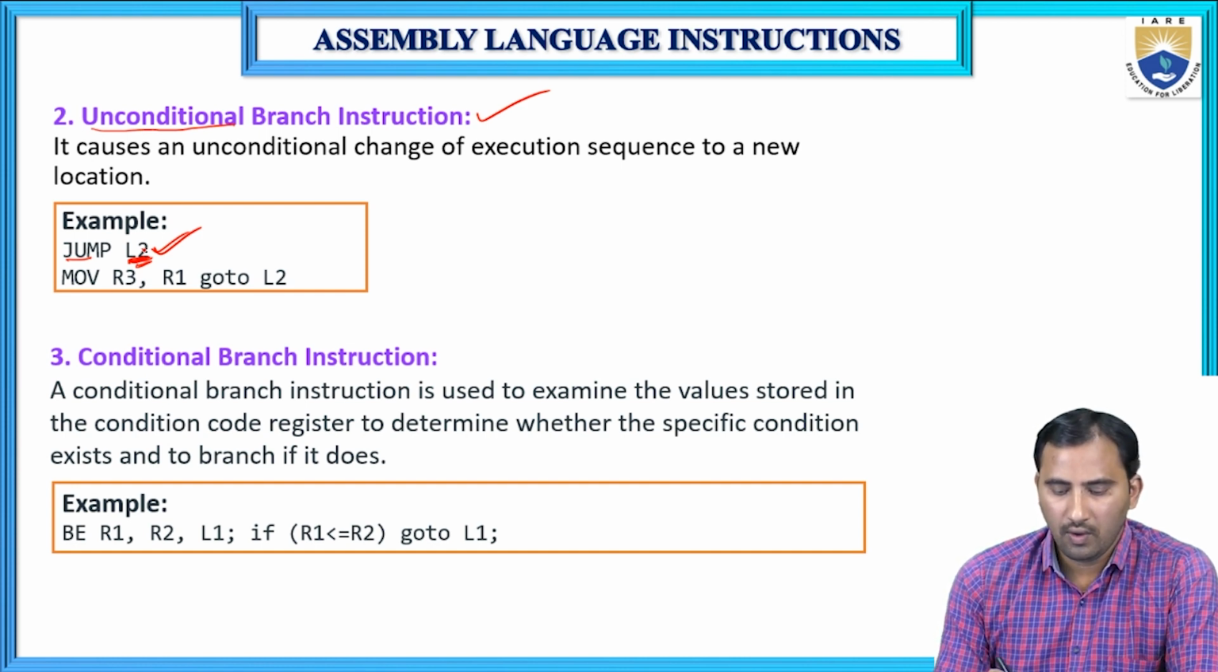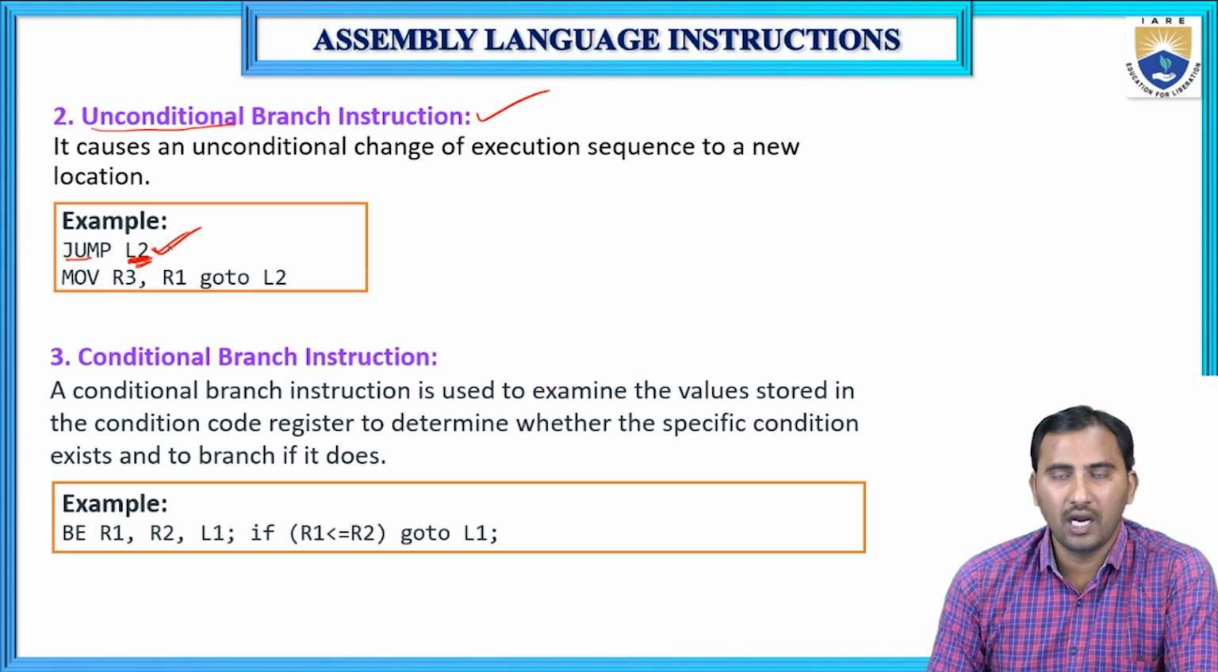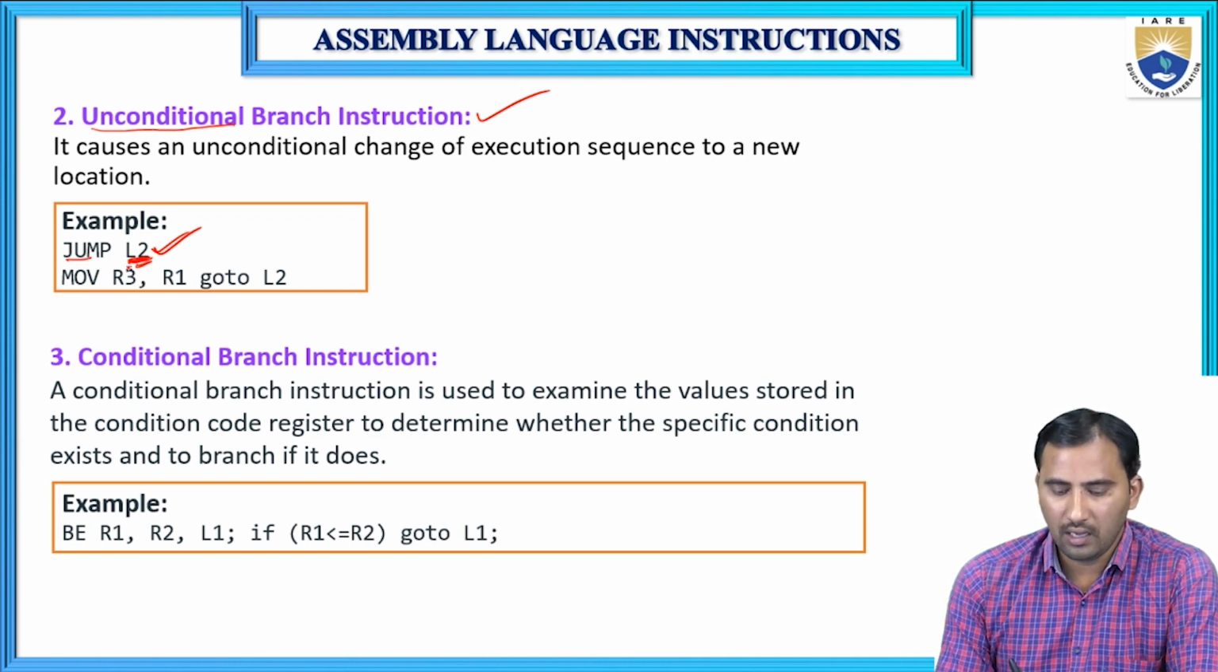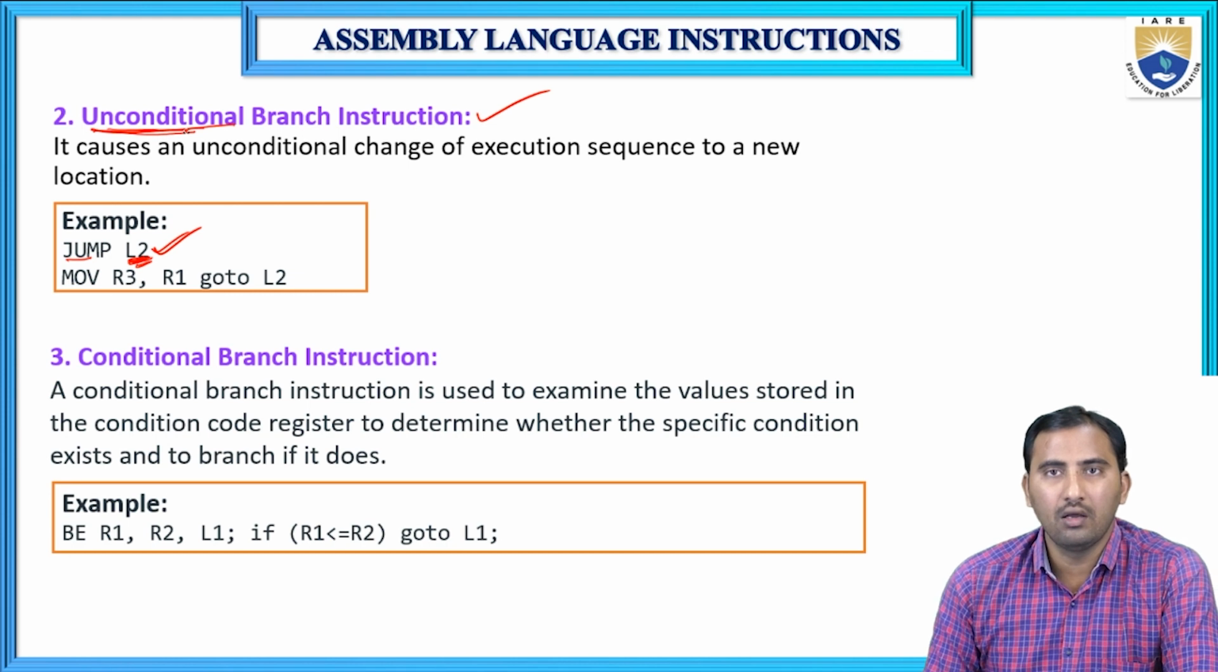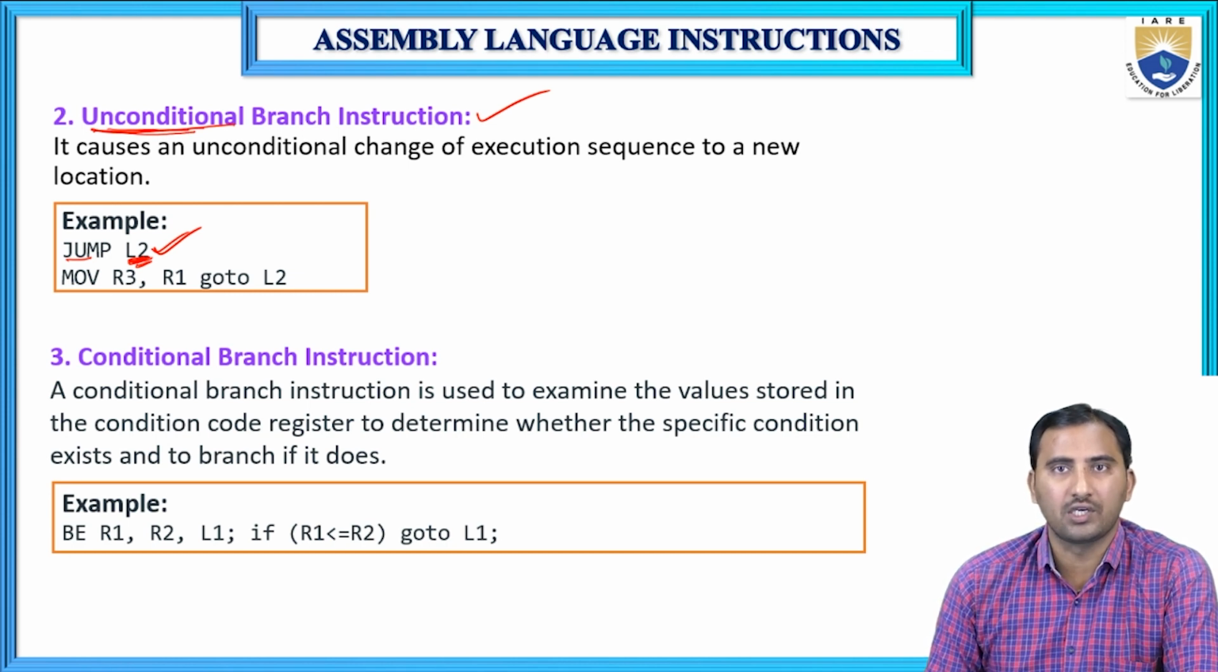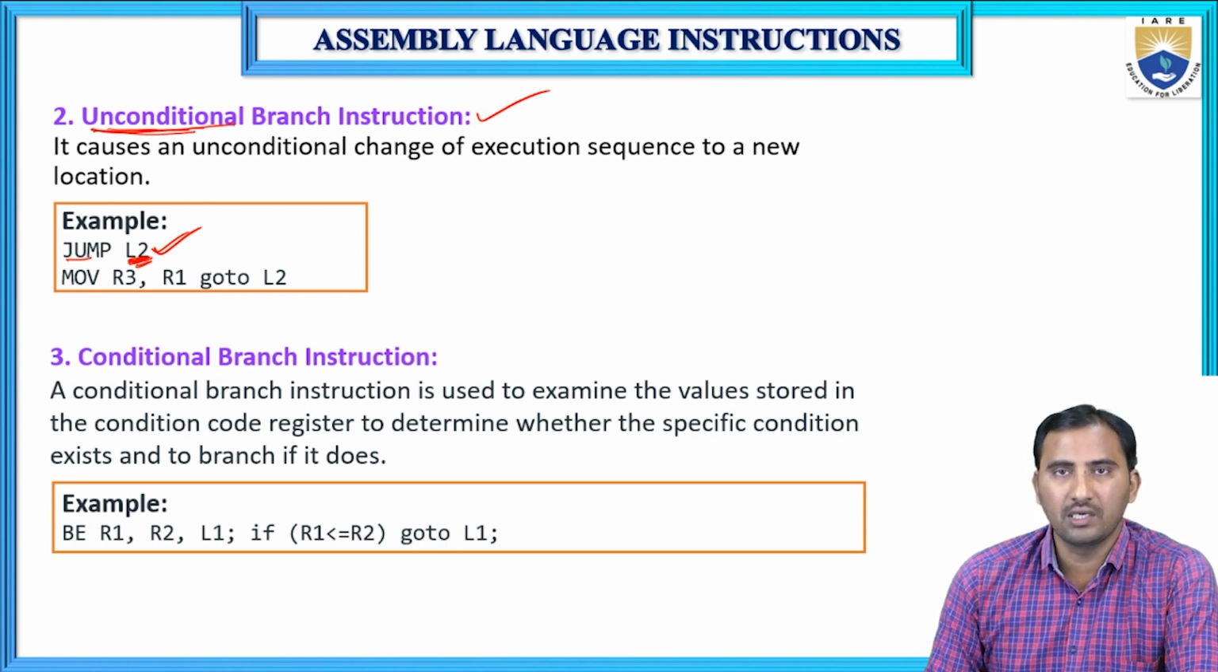Whenever this jump instruction is executed, the program control will be directly transferred to this address. Here we are not checking any condition, so that's why these are called unconditional branch instructions. Branching means we are transferring to a new location.